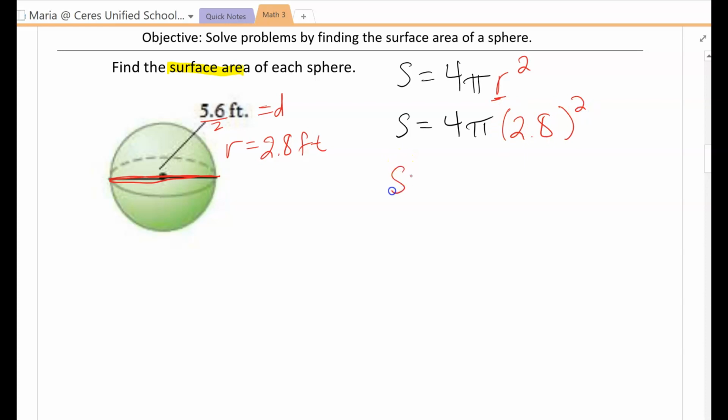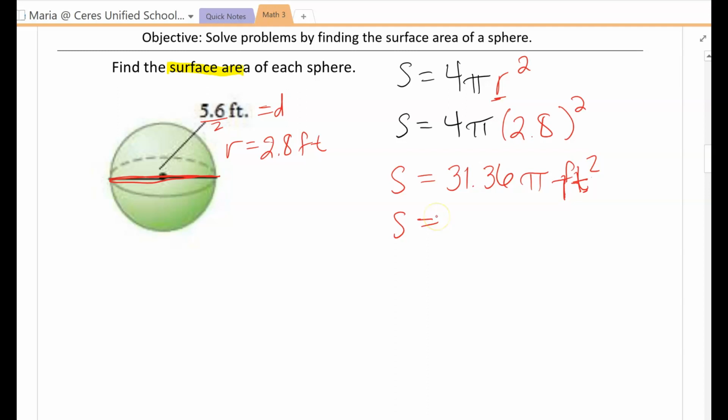In your calculator, do the squared first and then multiply by 4. Remember, we want to find the exact answer first and then the approximate answer. 2.8 squared gives you 7.84, and then multiply by 4. That gives you 31.36 pi, and the units are feet squared. That's the exact answer. You want to eat your dessert at the end, so leave the pi until the end.